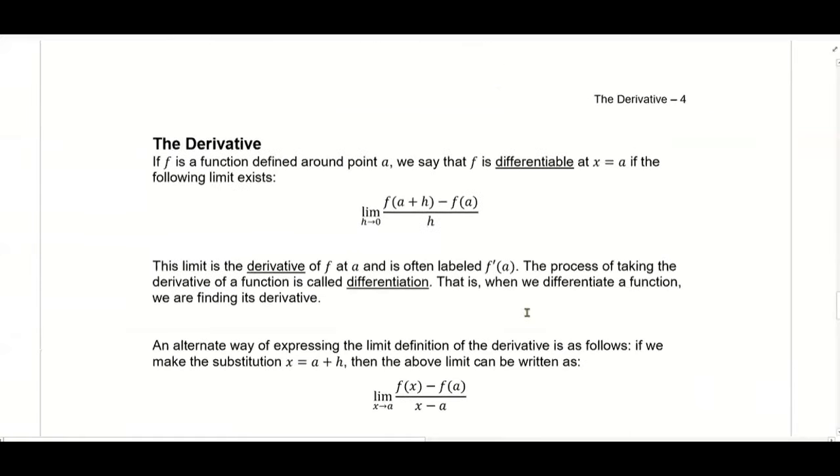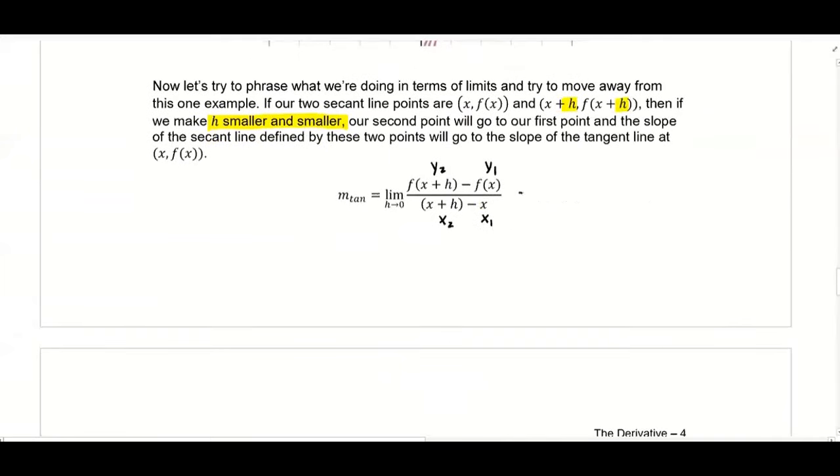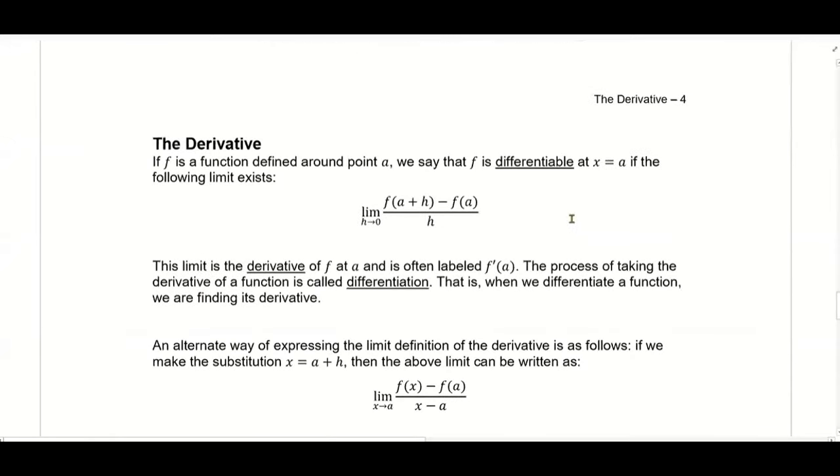And this is really where this idea of the derivative comes from. So if we simplify this a little bit and write it as f of x plus h minus f of x over x plus h minus x, which just ends up being h, we basically have our limit definition of the derivative. If f is a function defined around a certain point, let's call that point a, we say that f is differentiable at that point if this limit exists: the limit as h goes to 0 of f of a plus h minus f of a over h. And this limit is the derivative of f at a.